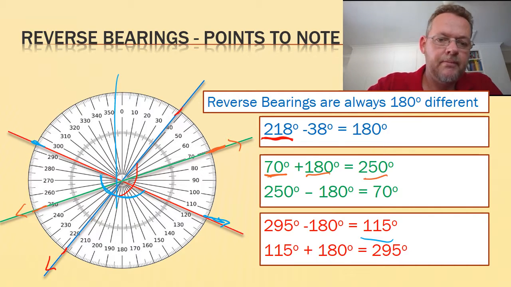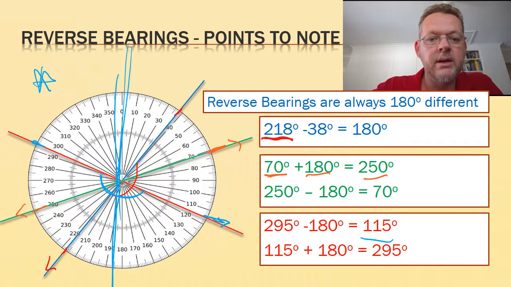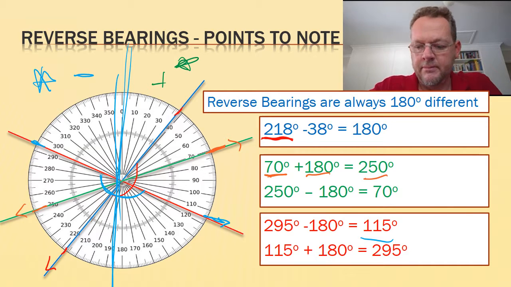Now remember, if your original bearing is on this side here, it's going to start off greater than 180, so to find the reverse, you'll need to minus. If your original bearing is on this side over here on the right hand side, it's going to be less than 180, and so you're going to need to plus.